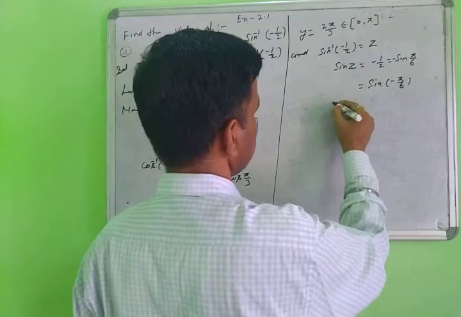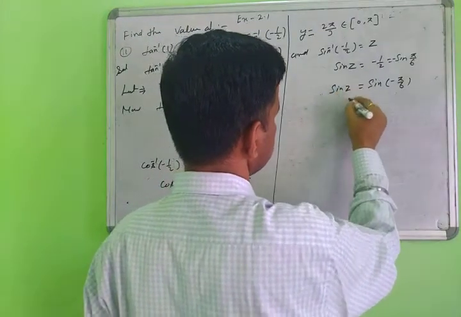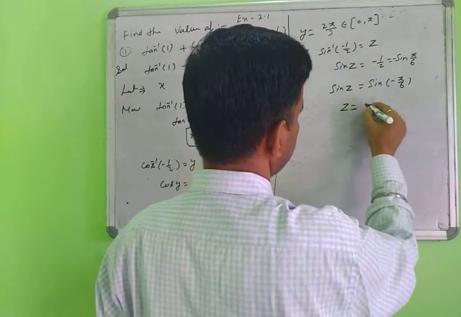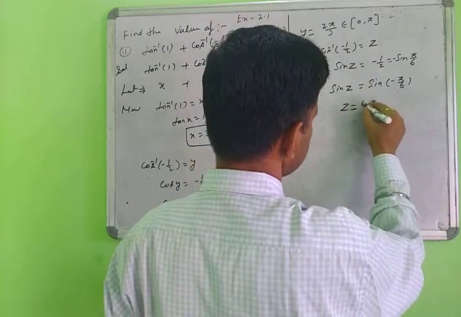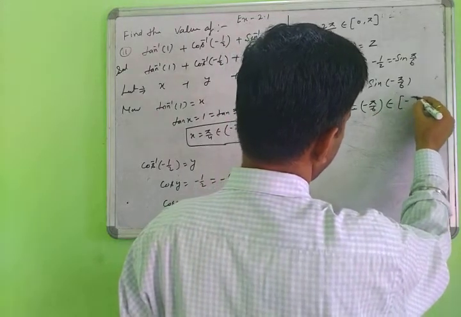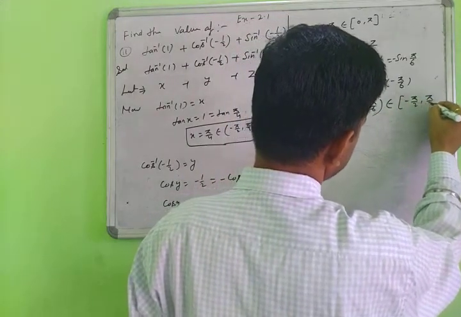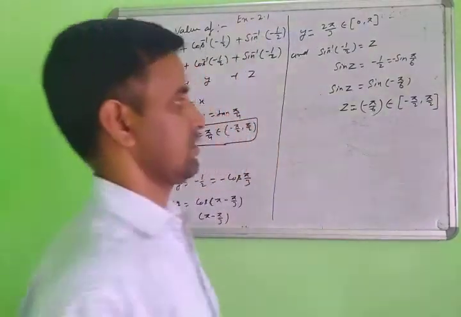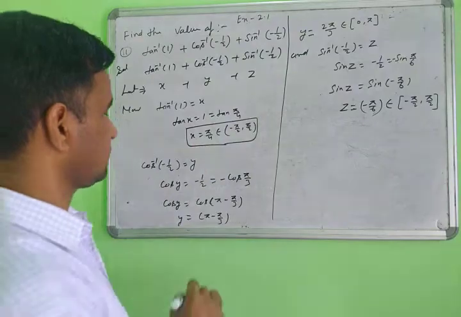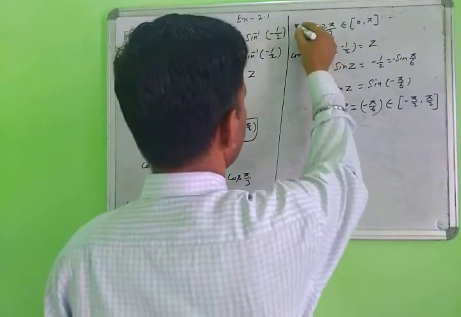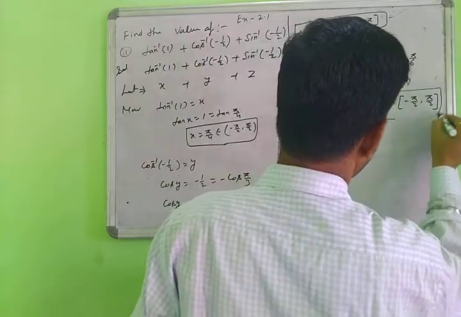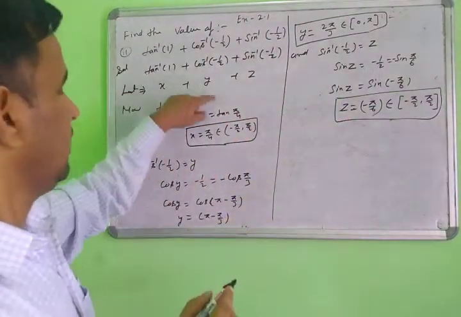This is the sine z. So what is the value of z here? Minus pi by 6. And this belongs to the closed interval minus pi by 2 to plus pi by 2. This is the range of sine. So now putting the value of x, this is the value of y, and this is the value of z. Putting here.